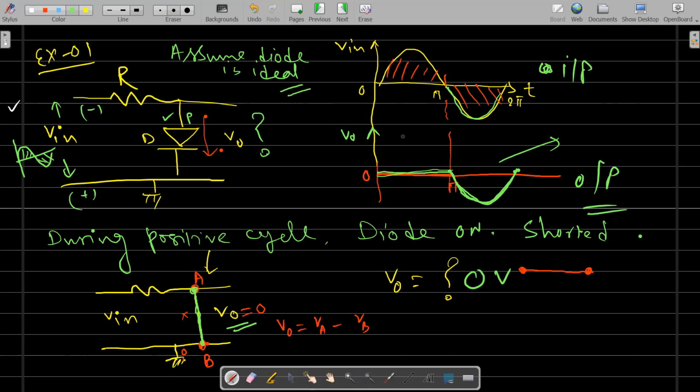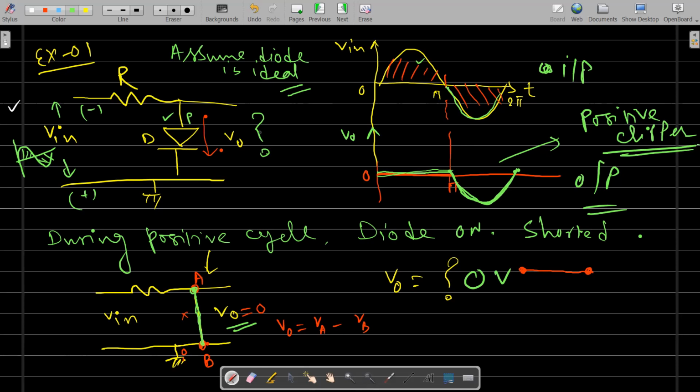So why are we saying it is a clipper? See, we are applying the full cycle, but at the output, we are getting only one cycle. The entire positive cycle is removed, eliminated from the output. We are getting only the negative cycle. So we can say this one is a positive clipper, because it clips, it removes the positive cycle.